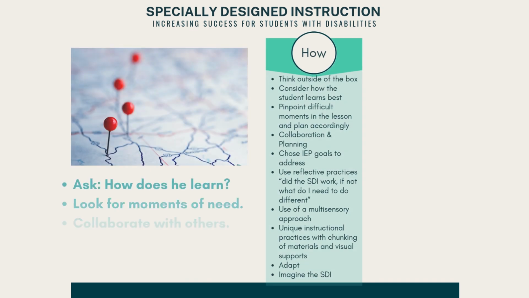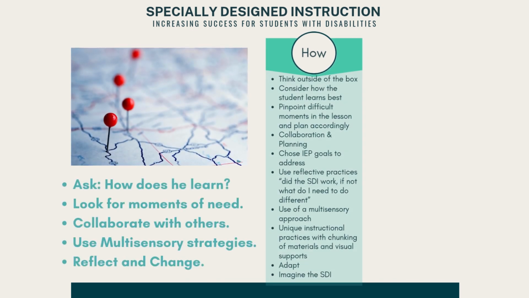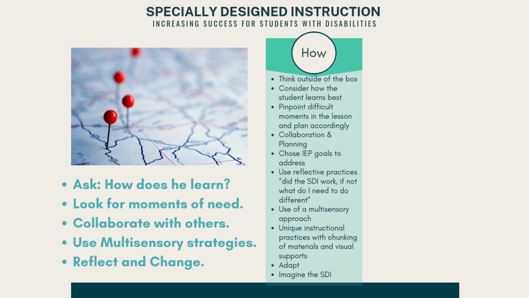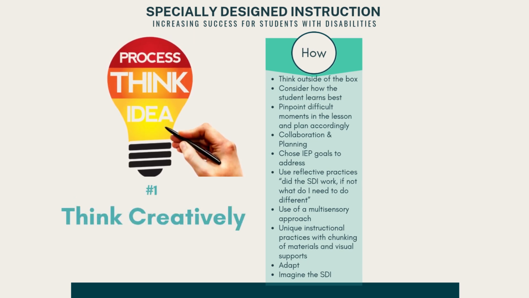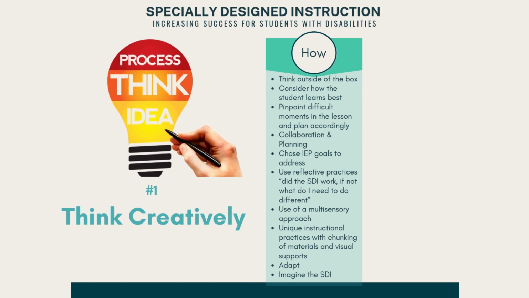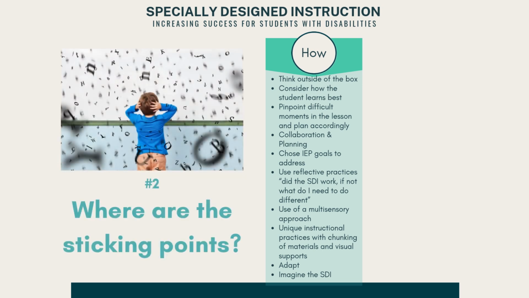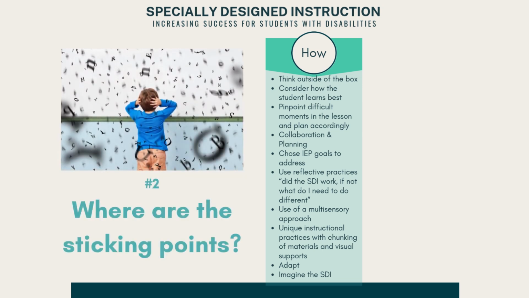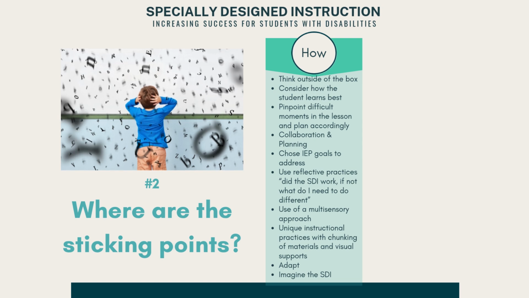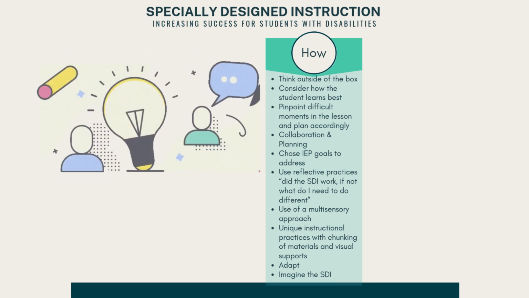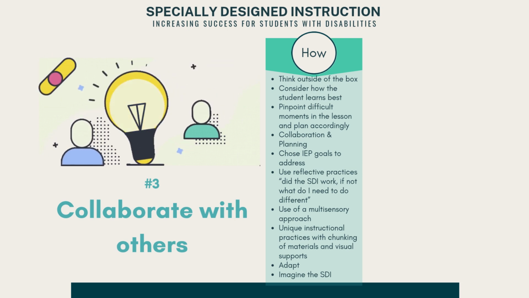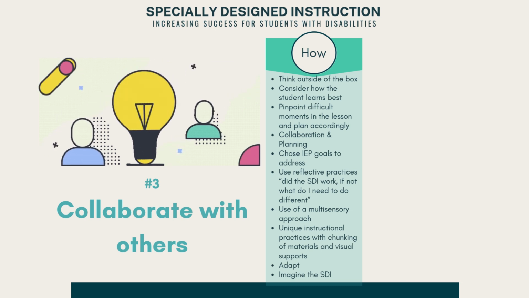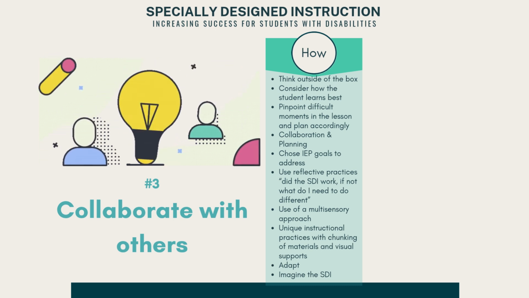If you are worried about how to deliver SDI, just think of it as a roadmap. 1. We need to think creatively. Sometimes standard instruction won't work. We ask, how does this student learn best? 2. Look for difficult moments in the lesson where they might get stuck, and we plan supports around those moments. 3. Collaborate with other staff, align instruction to IEP goals, and constantly reflect. If it's not working, we ask what needs to be done differently.